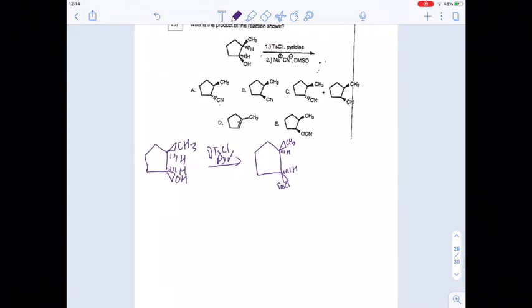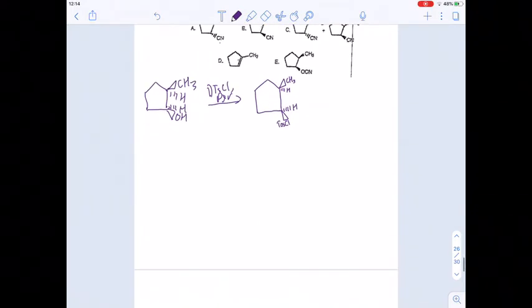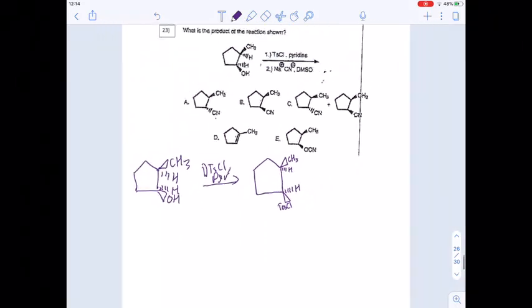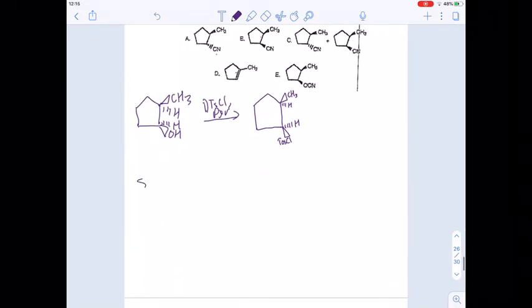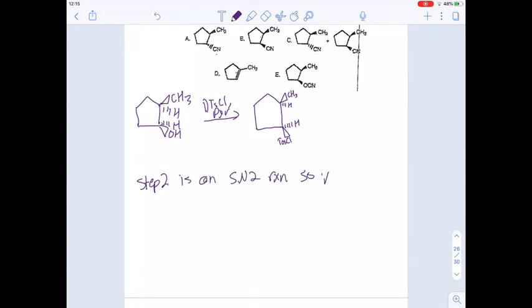Okay, so that's going to be the product of the first step. And then step 2 is actually going to be an SN2 reaction. So that means you're going to have the inversion and the one-step reaction. And tosyl chloride is the good leaving group, so it's going to replace tosyl chloride with CN. So I will write that down really quickly.